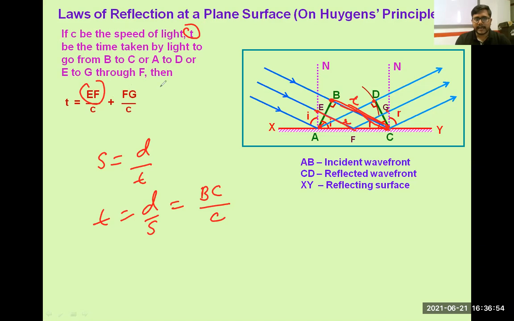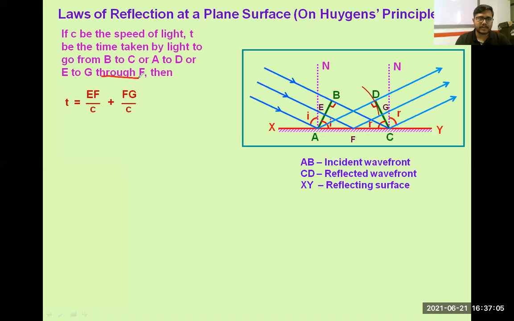Similarly, we can write FG by C. What is FG? You can see here, this is F and this is G. This distance and this distance are also similar. So you can write finally that total time is equal to EF by C plus FG by C. Okay.